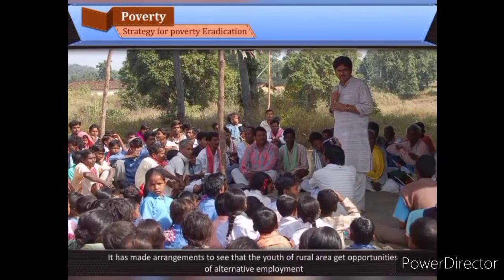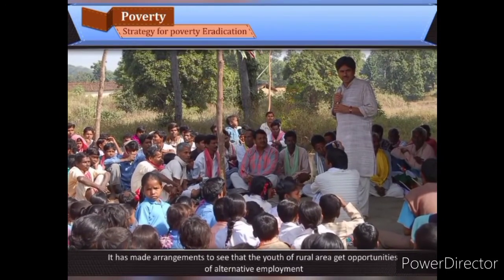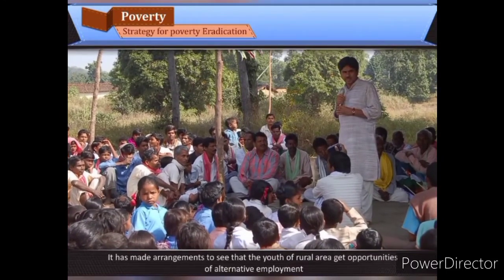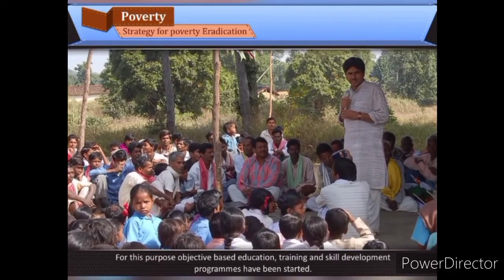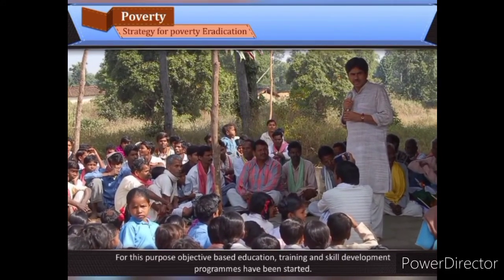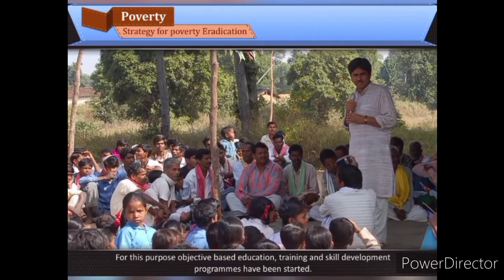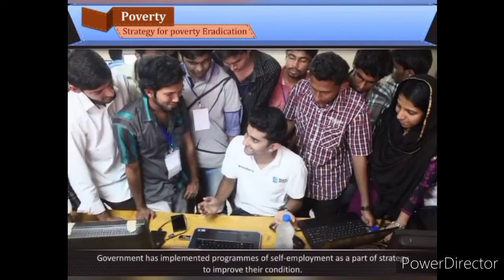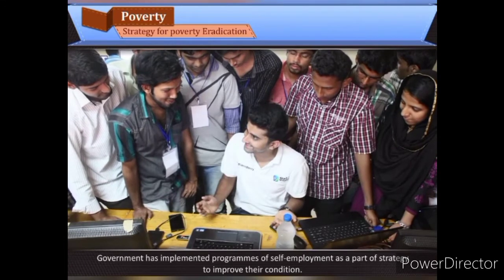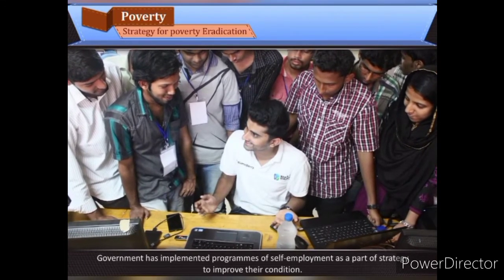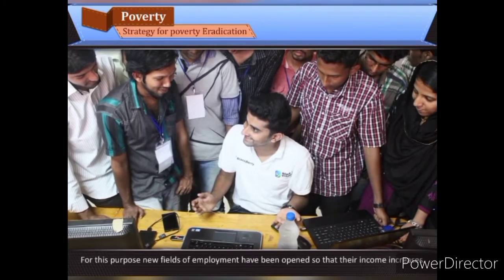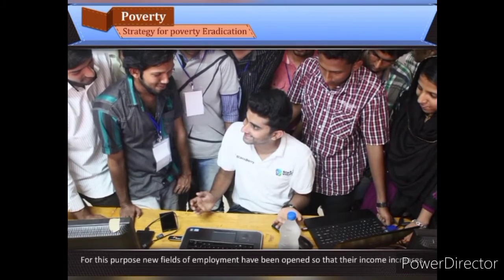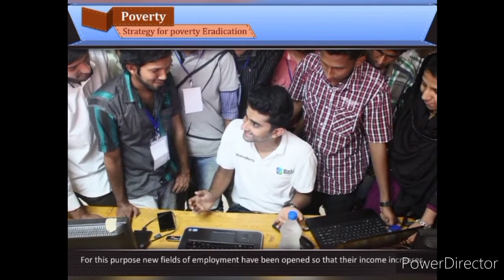It has made arrangements to see that the youth of rural areas get opportunities of alternative employment. For this purpose, objective-based education, training and skill development programs have been started. The government has implemented programs of self-employment as a part of the strategy to improve their condition. For this purpose, new fields of employment have been opened so that their income increases.